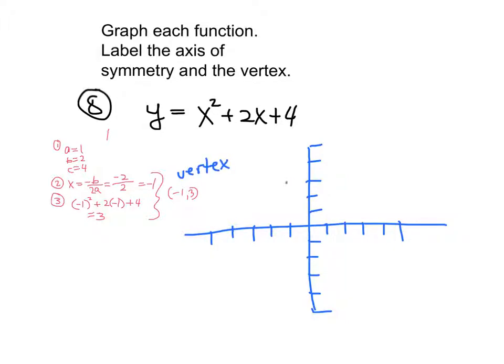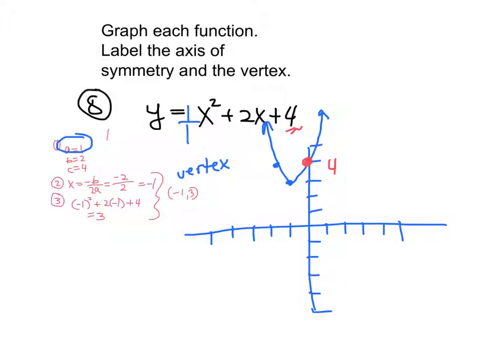So plotting a point there. From there, our a value is 1, and that's 1 over 1. So we're going up 1, right 1, up 1, left 1. And from there, we're going to connect that with curves to have graphed our parabola. I check to make sure that it's right because the y-intercept is at 4, and that corresponds with my c value at 4. So the parabola is graphed correctly.